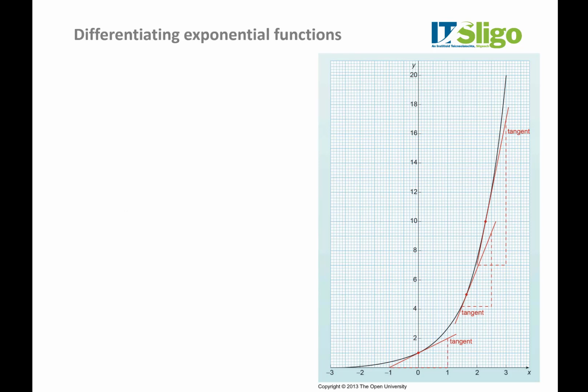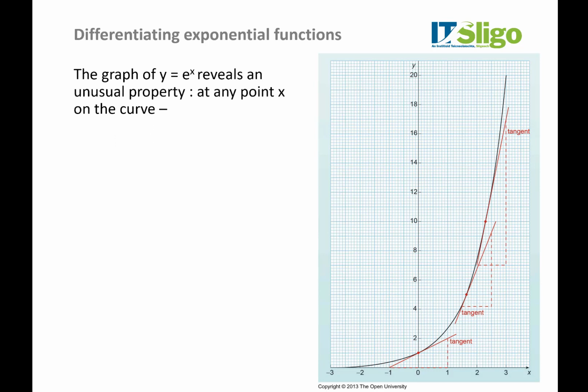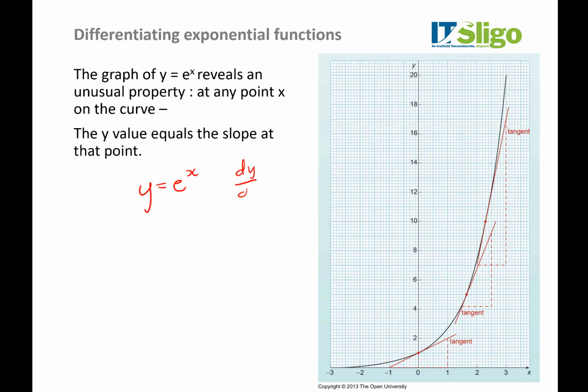So now we're just going to take a look at differentiating exponential functions, because these are the ones scientists deal with the most. And if you remember from the previous lecture, with an exponential function, at any point x on the curve, the y value equals the slope at that point. So that's what it means when we say if our function y is equal to e to the power of x, the derivative is itself. So this is the slope and this is the output. So this tells us what the output is for any value of x, and this tells us what the slope is for any value of x.